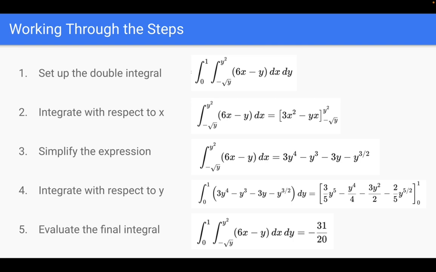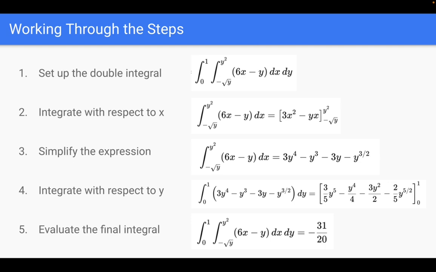So working through the problem, using the steps and suggestions from Copilot, here is a solution to the integral problem. So we set up the double integral as it is given to us. We integrate with respect to x. Then we simplify the expression, and that gives us a function with respect to just the variable y. Now we integrate with respect to y, we apply the bounds, and we evaluate the final integral. So based on the steps that we worked through, our final integral results in a value of negative 31 over 20.